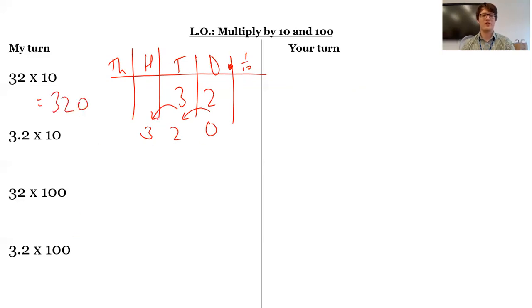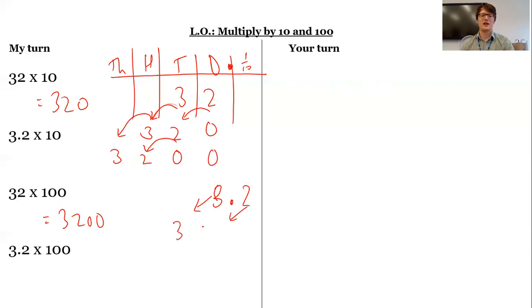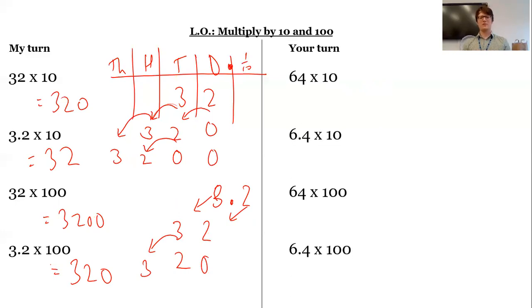Let me times it by 100 as well. So I'm going to have to go 1, 2 over, 3 thousands, 2 hundreds, and now I need 2 placeholders to show it's 3,200. If I've got 0.2, move 1 across, I get 3 tens and 2 ones, or 32. So I reckon this is going to be 320. Your turn again, pause the video, come back when you're ready.